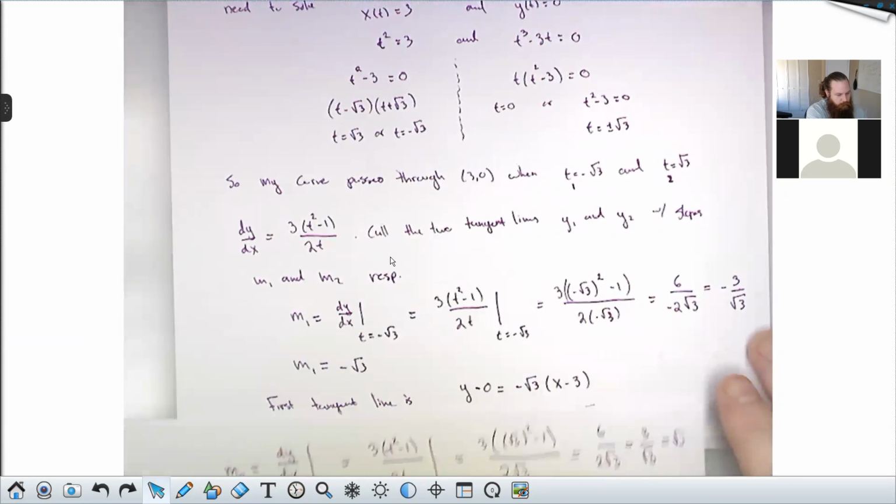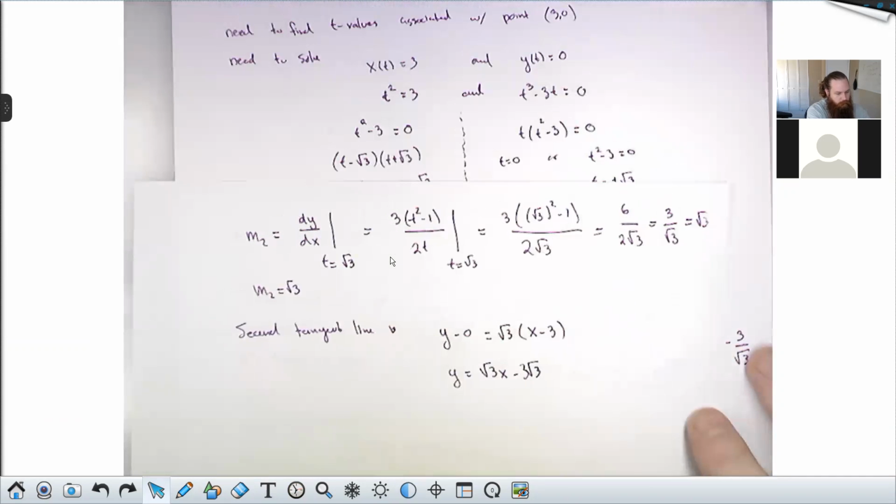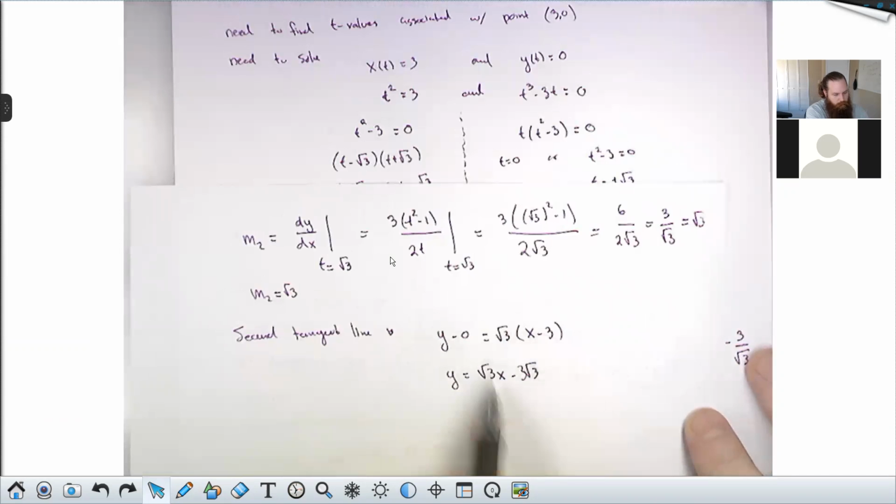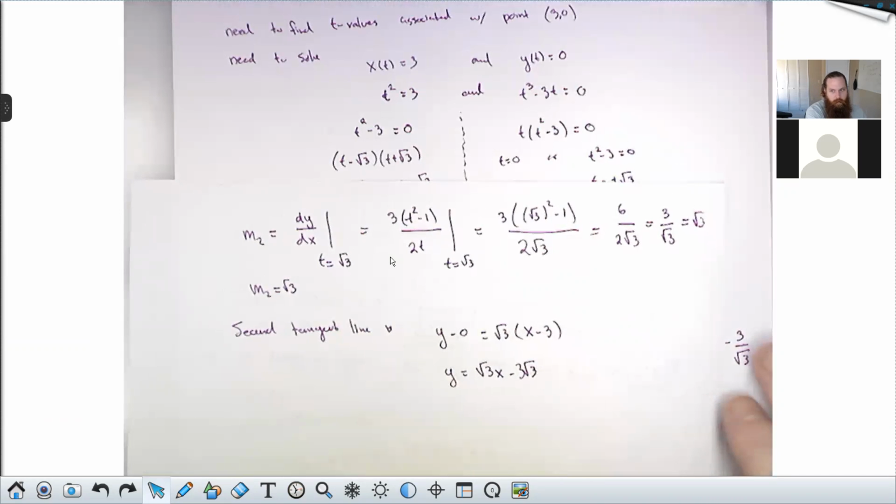Yeah, no, you're correct. You're absolutely correct. Yep, we've got to distribute the square root of 3 here. So it'd be root 3 x minus root 3 times 3. Yeah, you're correct. I'm sorry.